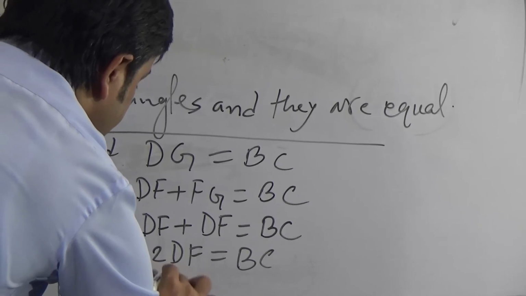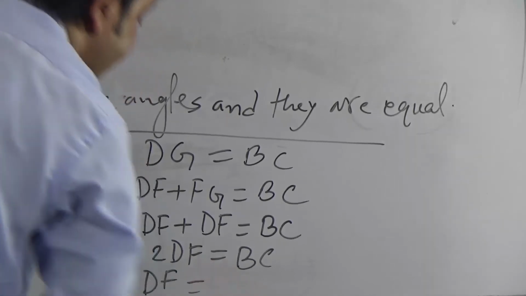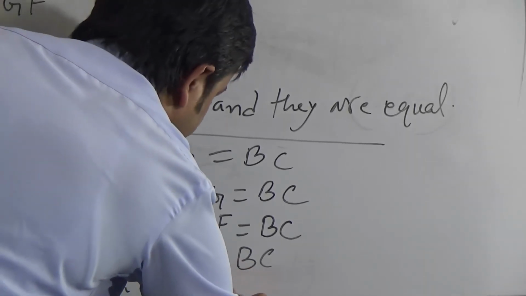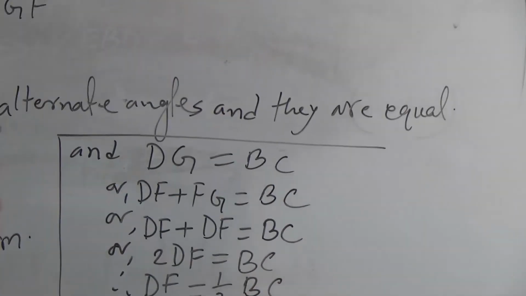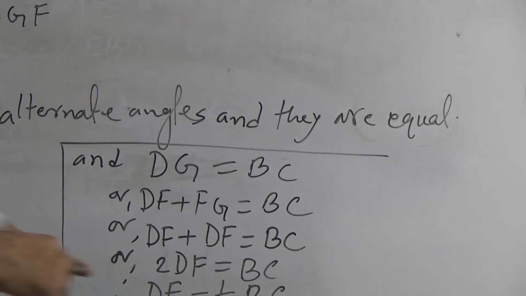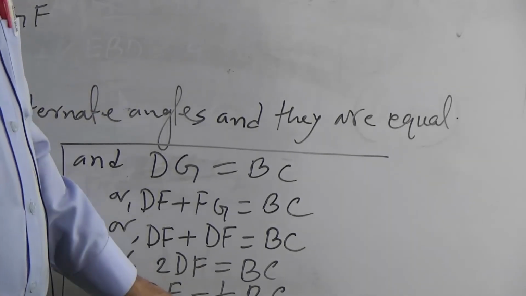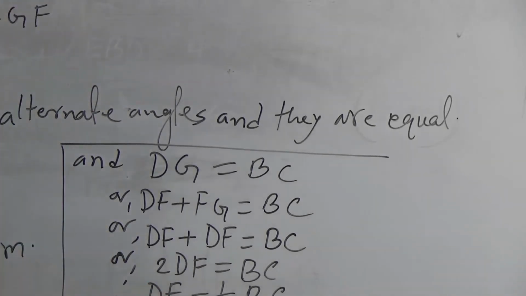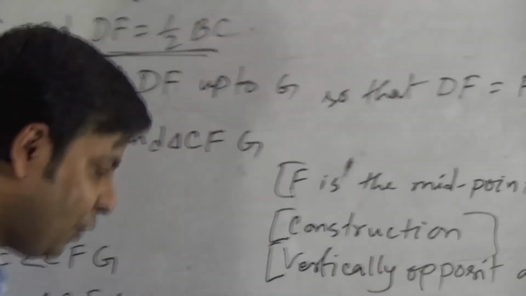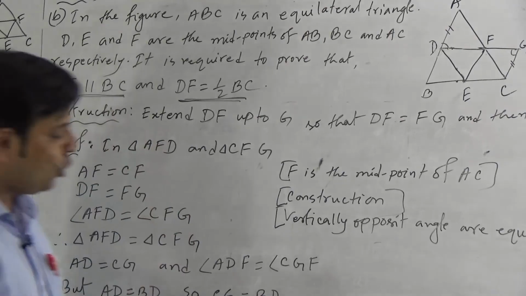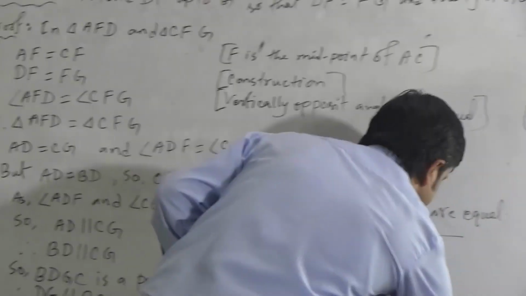Therefore DF is equal to, we divide both sides by 2. This will be half of BC. If we take 2 from the left side to the right side, DF is equal to half of BC. Yes, we needed to prove DF is equal to half of BC. We have proved DF is parallel to BC and DF is equal to half of BC. So our proof of part B is done.